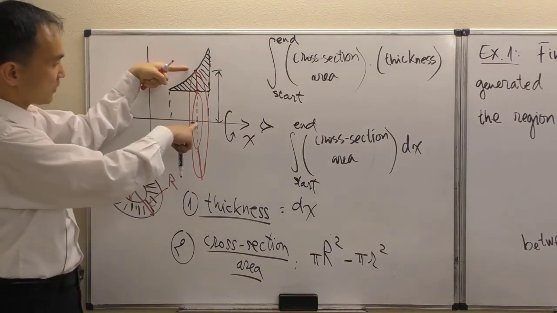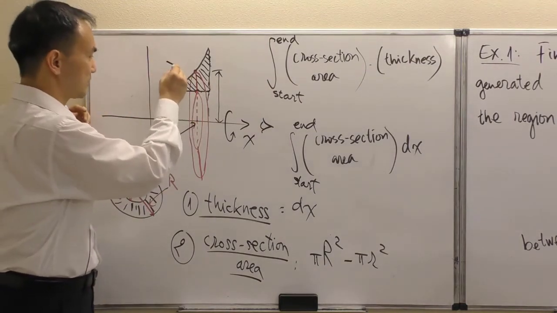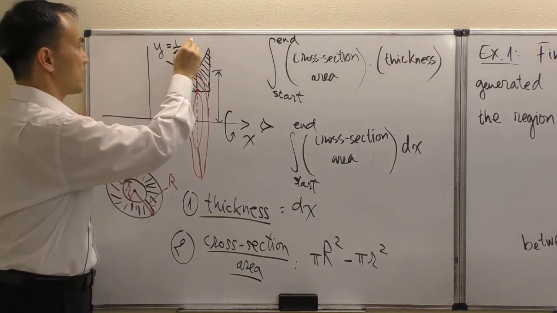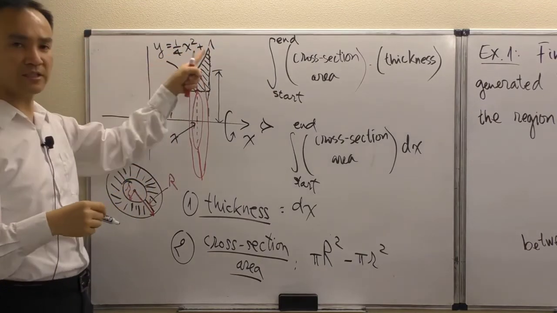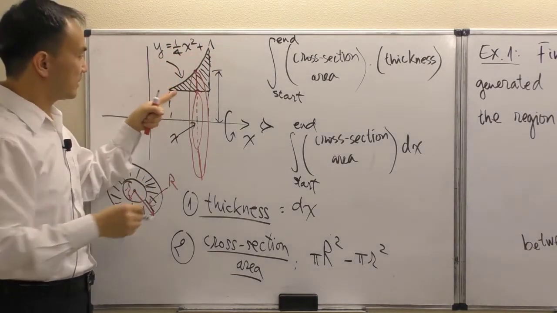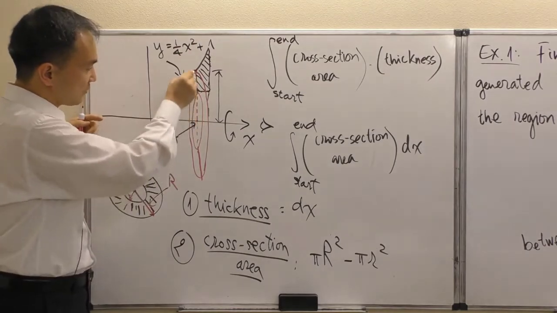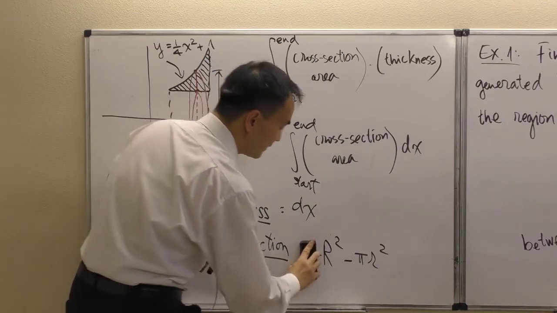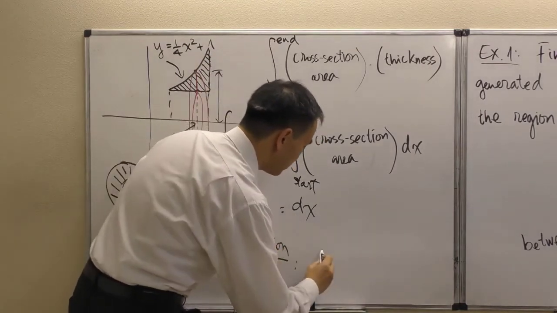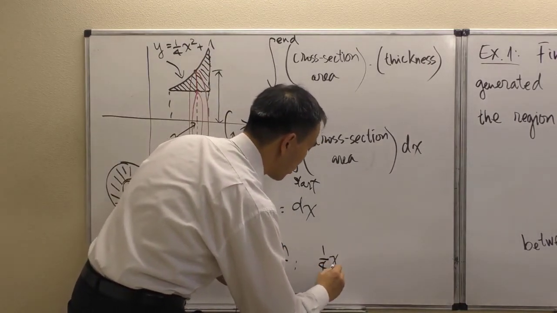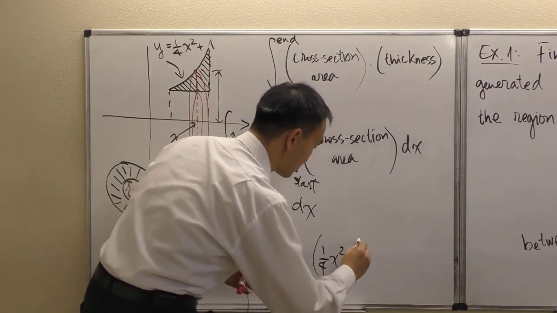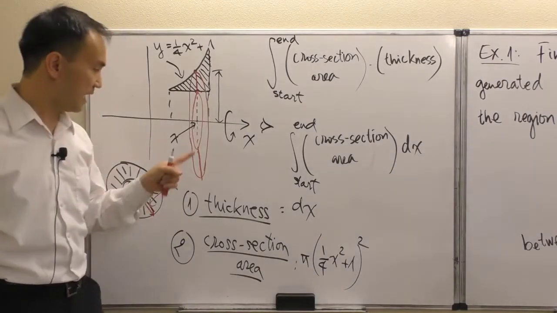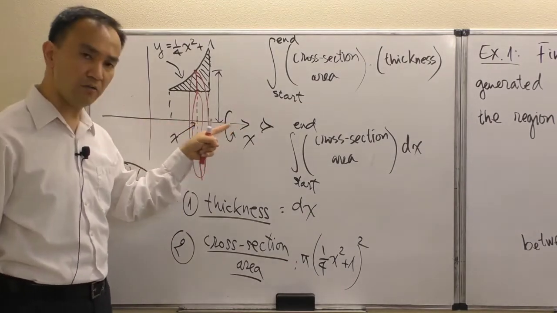So the height here can be regarded as a function of x. What function was this? The curve was y equals 1/4 x squared plus 1, and perfect. This is already a function of x. So the larger radius, the bigger radius, has to be 1/4 x squared plus 1, R squared, that's larger radius squared, times pi right here. That's the area at any x value along this x-axis.